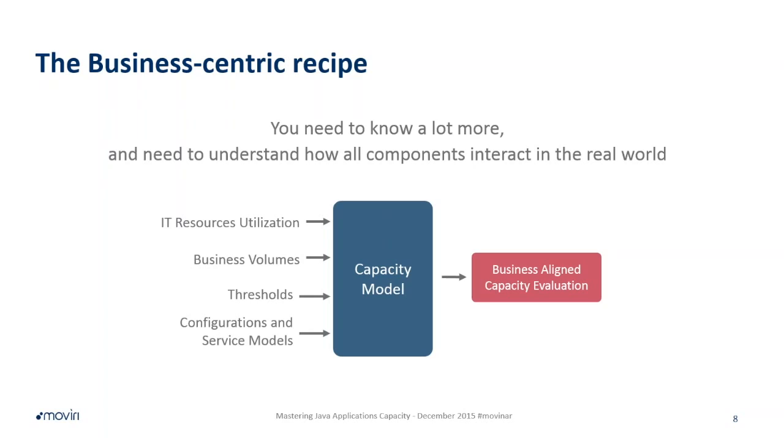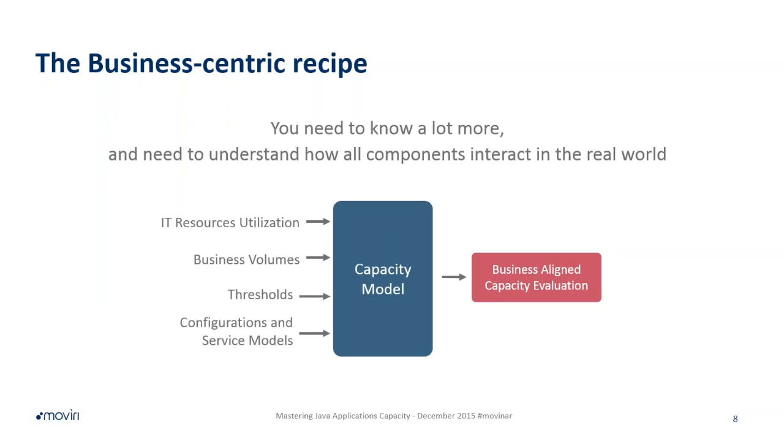IT utilization metrics, the same ones we use for component capacity management, which is CPU utilization, storage space, memory, and so forth. And we also need an additional input, which are metrics that describe how much work the system is doing in business terms. It can be the number of products sold, the number of users accessing the system, and so forth. We also need thresholds in order to understand the maximum workload the system can support within a desired service level or without breaching a target utilization value, for example, 80% of CPU utilization.